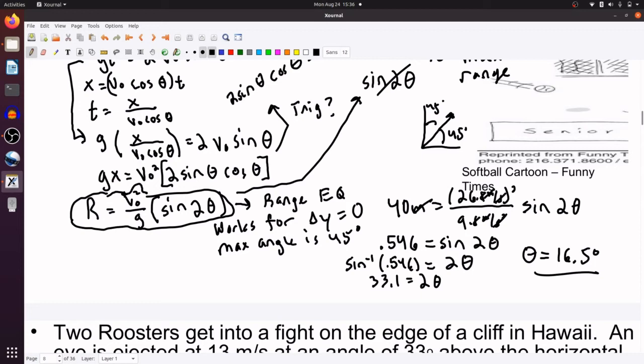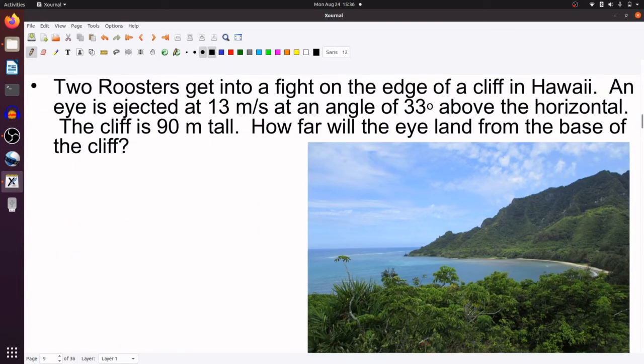So you could just use that equation when you have it starting and ending at the same height. And then you're thinking, well, what if it doesn't start and end at the same height? What am I going to do then? Okay, well, I'm going to do a problem about that. And that's what's going to happen now.